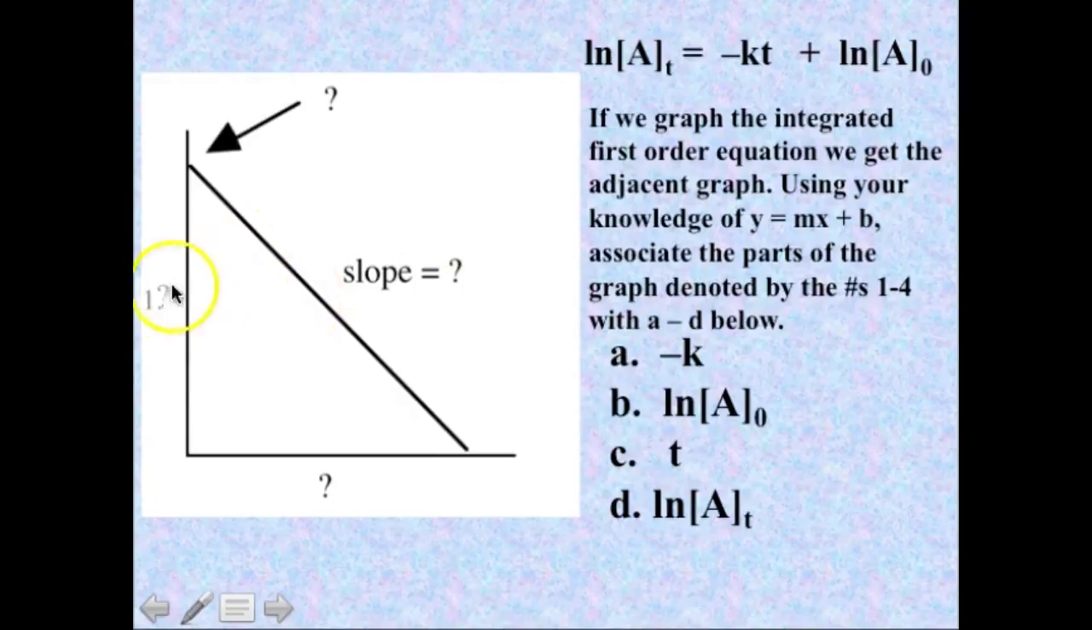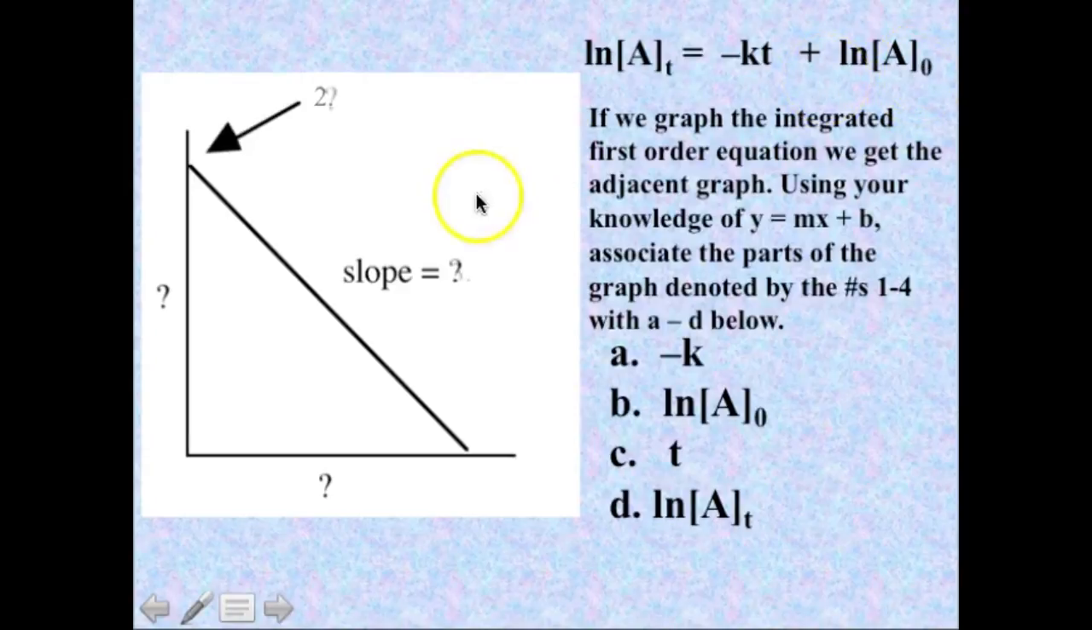So for the first one, what are the units for this vertical line called the ordinate? And of course that is going to be the natural log of concentration of A at time t. Y, in other words, equals mx plus b. It's the y-axis. Okay, what's the next one? 2 is where the line crosses at time 0. So the so-called y-intercept. And that's going to be, from the equation y equals mx plus b, the natural log of A at time 0.